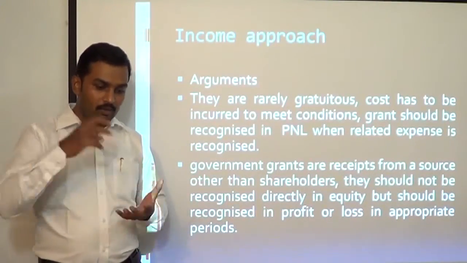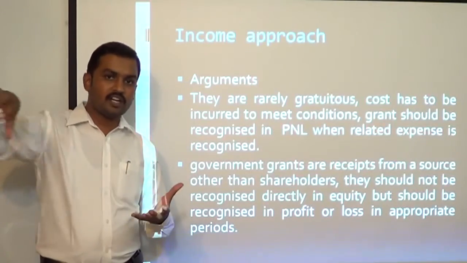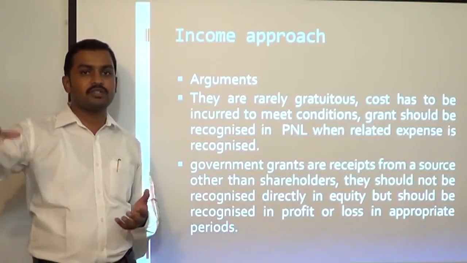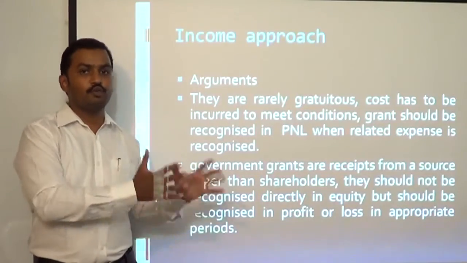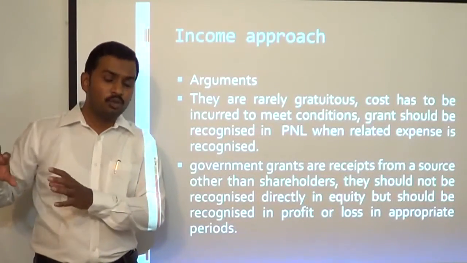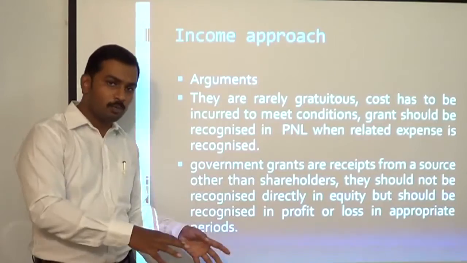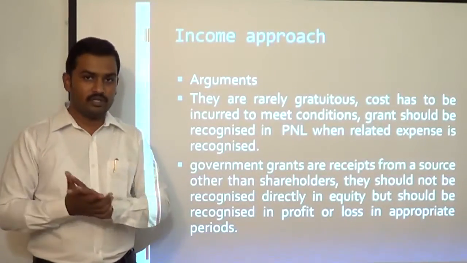Okay. Next, government grants are receipts from a source other than shareholders. See, the amount which you receive from shareholders, we credit to equity. But government grants are not received from shareholders. Hence, according to few people, government grant should not be credited to equity directly. It should be credited to P&L account, and from there it can go to equity. Okay.